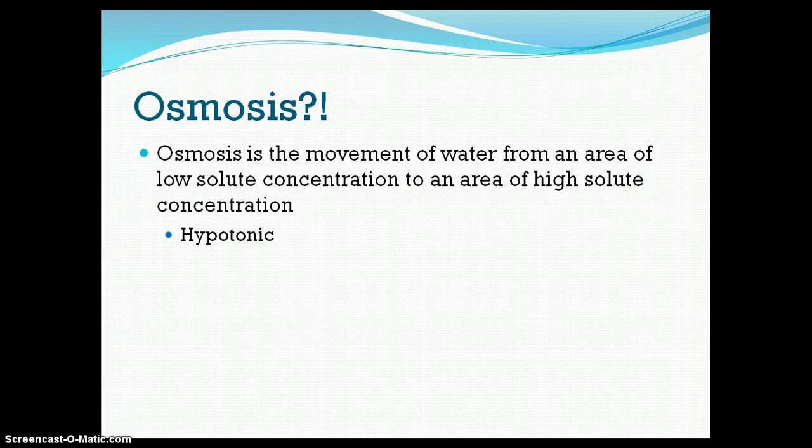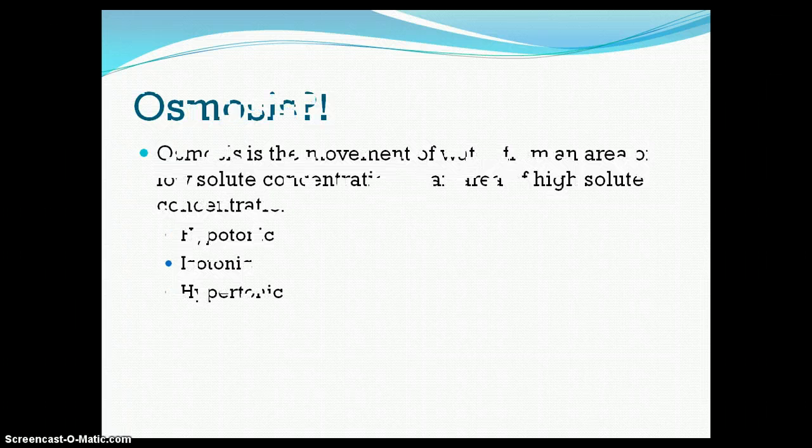Now, an environment with a low solute concentration will be called hypotonic in comparison to the cell. A cellular environment that has an equal amount of solute to the intracellular environment is going to be called isotonic. And lastly, we have hypertonic, which is what the extracellular environment is called when it has more solutes than the cell itself.